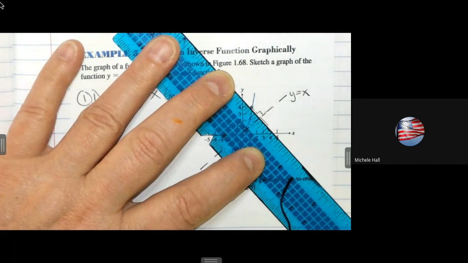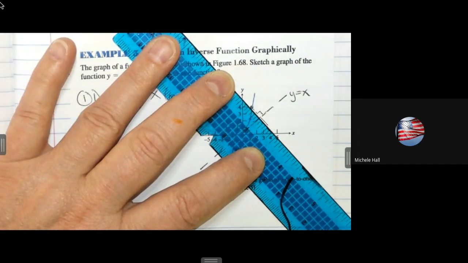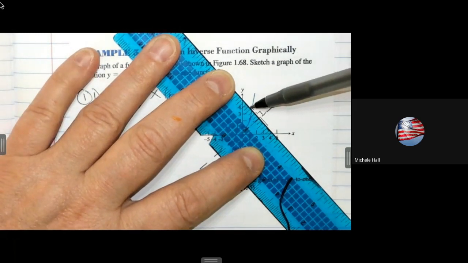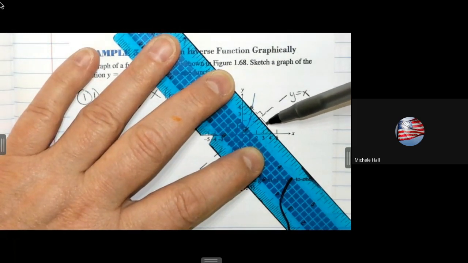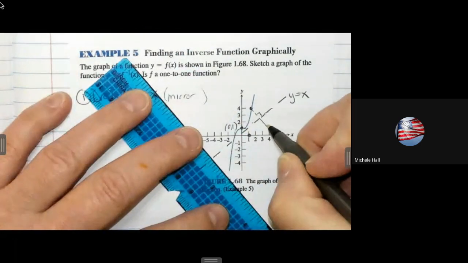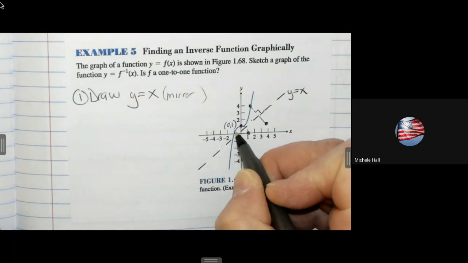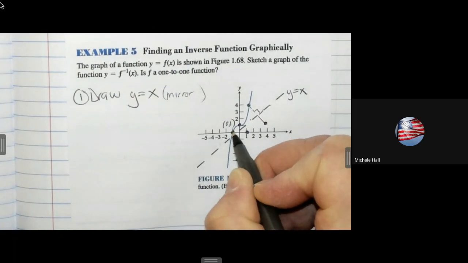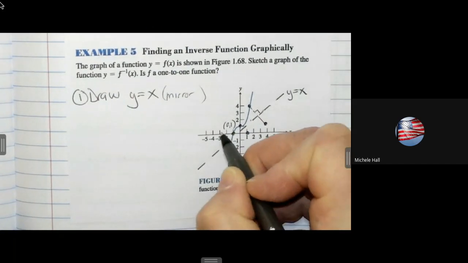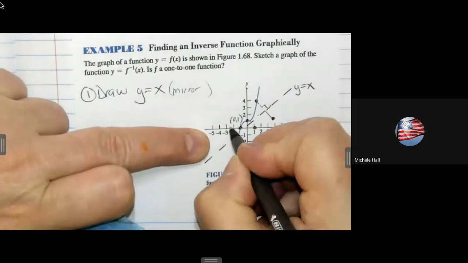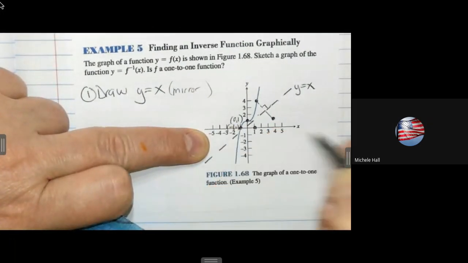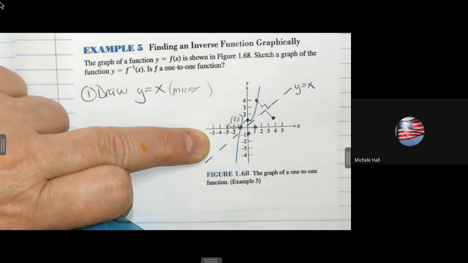So if I didn't give you any numbers on the graph at all, this is how you would do it. You would just pick a point on the picture, and then you would go however far to the mirror, and then you go that far past it, and you put a point. We also have another point over here at -1, 0 that I'm going to use. If -1, 0 is in the function, then 0, -1 would be in the inverse.